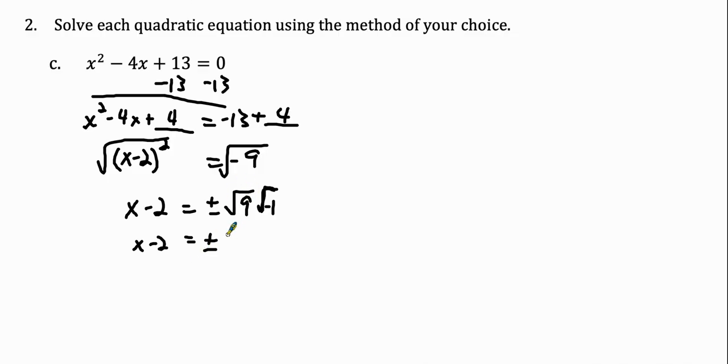So here, the square root of 9 is a perfect value, right? The square root of 9 is 3, and then the square root of negative 1 is i. So we can say the square root of negative 9 is plus or minus 3i. One last step to get x by itself, add the 2 over, and we can say our final answer is x equals 2 plus or minus 3i. Don't forget, whenever we have a negative inside of a radical, basically that just comes out as an i.